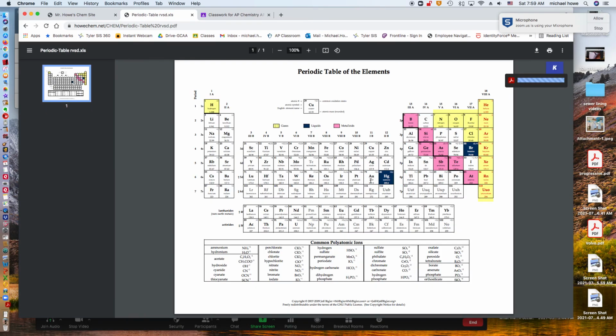Come on, periodic table, load in here. I guess I'll just open it in Acrobat. My computer's a little bit slow. There it goes. Okay, this is my home computer.